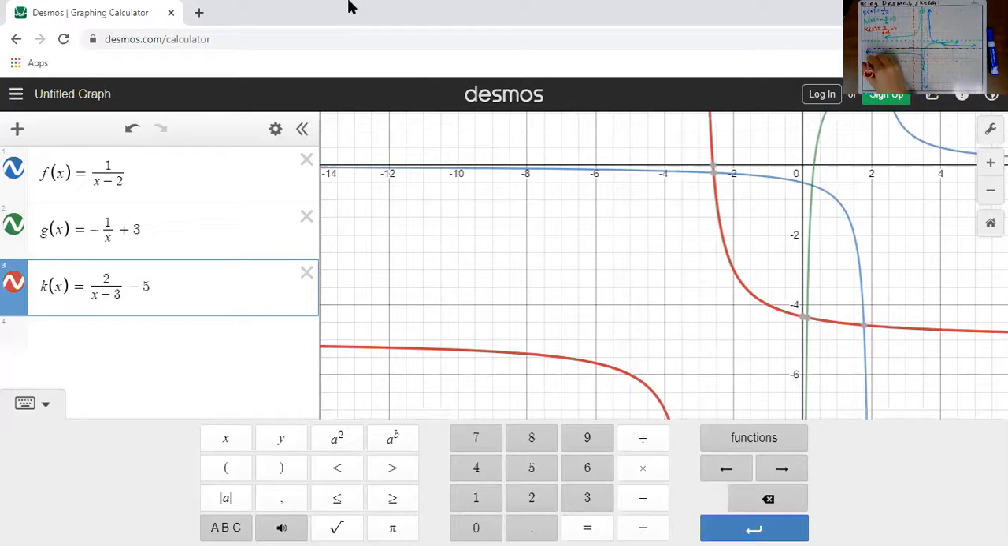So it's been stretched up taller than the others. Oh, oops, wrong quadrant. Disaster. Okay, there we go. So this one has been stretched up taller.